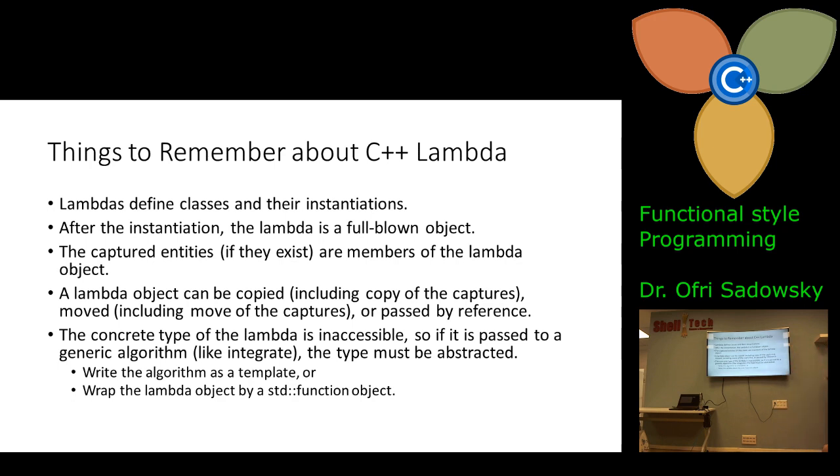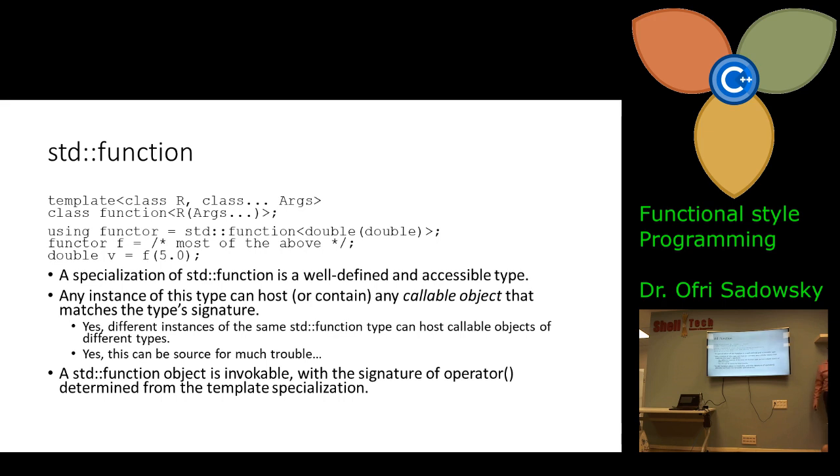So having mentioned std::function, of course, this is the next slide. This is the signature of the template class function. Again, I'm sure many of you know it. We can define a type that is a specialization of this template class, like this, where it will now have an operator parentheses that takes double, returns double. We can construct this class in many different ways, and finally we invoke it like this.